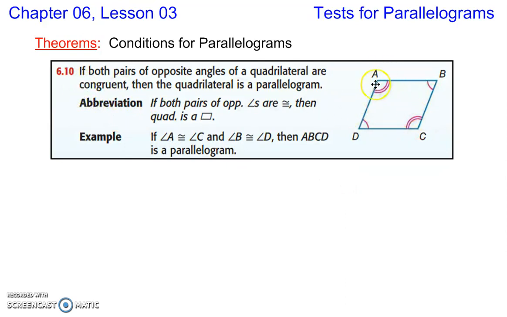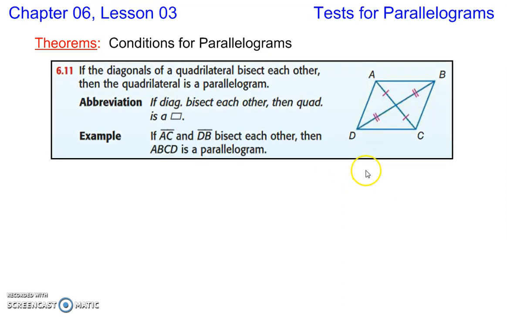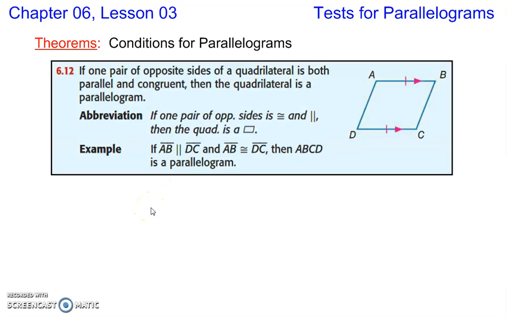6.10, same thing for the angles. If opposite angles are congruent in a quadrilateral, then the quadrilateral is a parallelogram. And 6.11 tells us if the diagonals bisect each other, then the quadrilateral is a parallelogram. There we go, 6.9, 6.10, and 6.11. Finally, 6.12, if two sides are parallel and congruent, then the quadrilateral is a parallelogram.